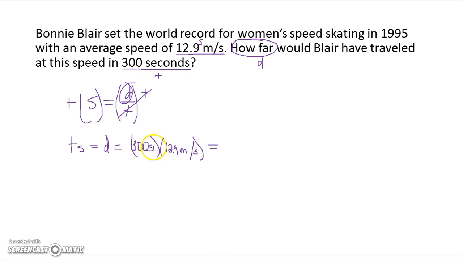Okay. What happens to our units? Well, seconds divided by seconds, they cancel. So we're left with meters in our answer, and we do 300 times 12.9, and it gives us 3,870 meters. There we go.